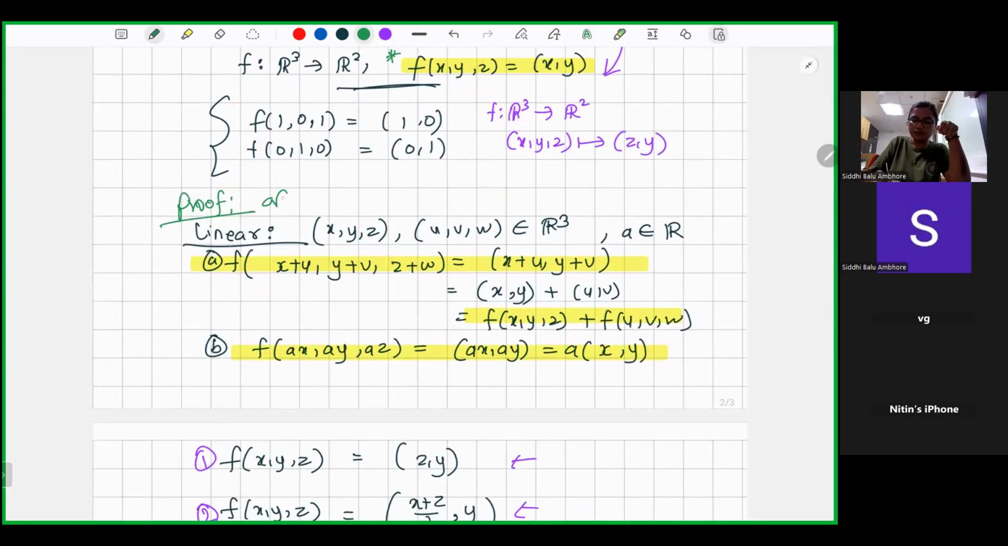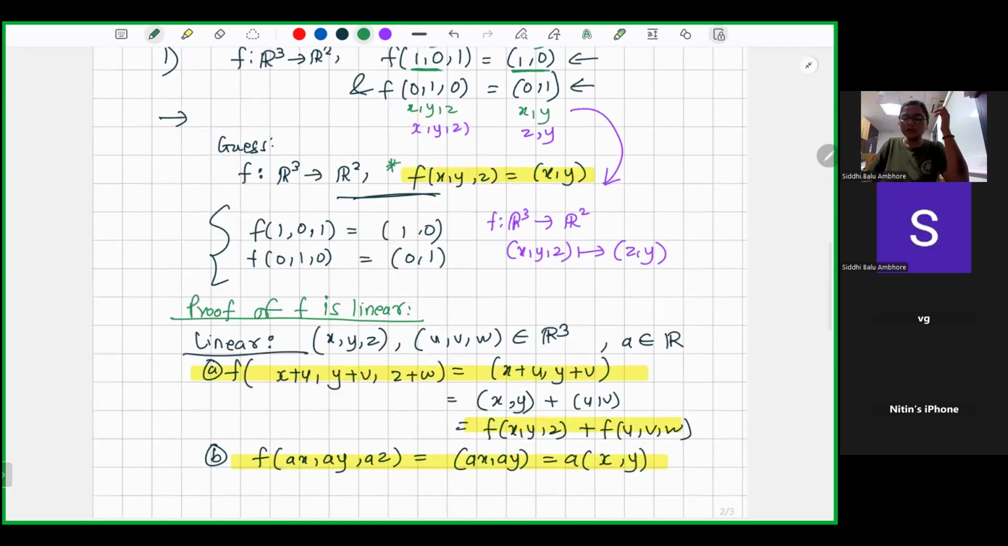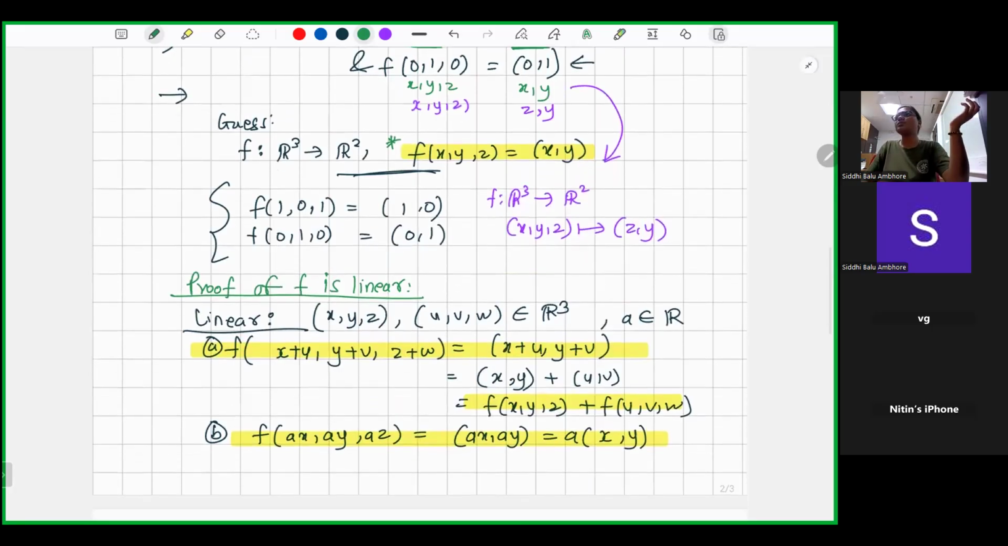This is the proof of linearity of f. Proof of f being linear. But have we used the values of 1, 0, 1 and all that here in the proof? Because in the proof we do not need to use them, right? I need to prove the map f is linear. It is already satisfying these two properties. We checked, right?